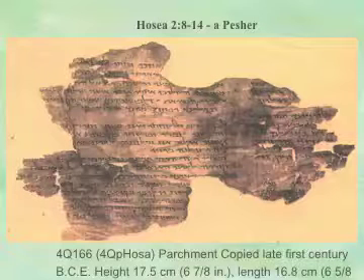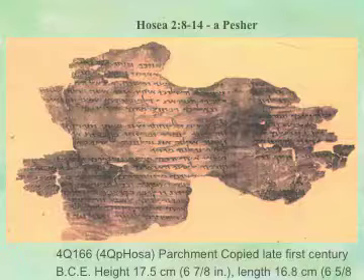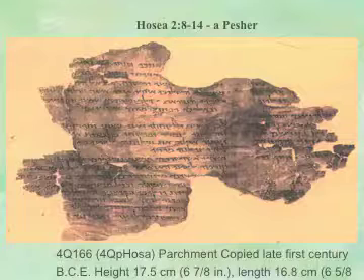This is a fragment of a pesher. Not only were biblical manuscripts found, but also commentaries. The Essenes wrote commentaries. That's what pesher means. And here's an example of a commentary written on Hosea chapter 2, verses 8 to 14. And I also want to put this slide up because look at the bottom.